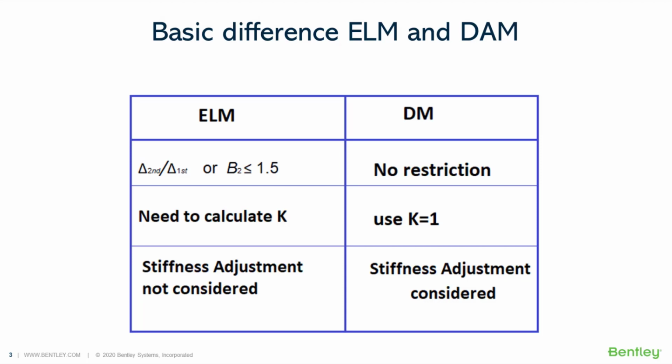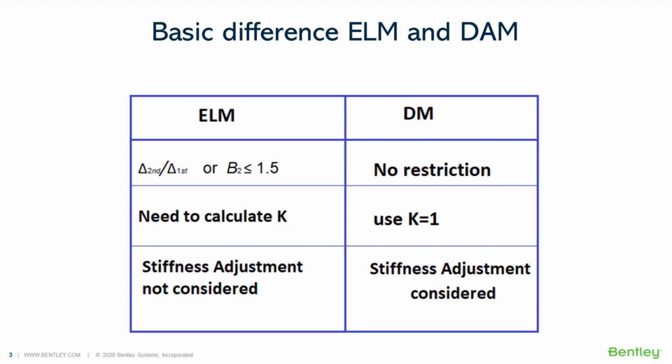Here you can see, although in the AISC code and Design Guide 28 you can find the tabulated list, I have sorted down the main, fundamental differences between these two approaches. So first one is, the ELM method one can only use if the ratio between the second order drift to the first order drift is less than 1.5. Whereas in DM, or direct analysis method, there is no such restriction.